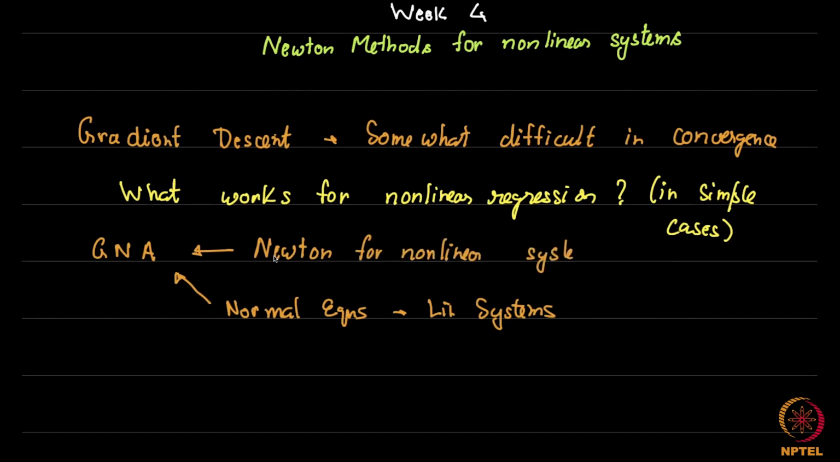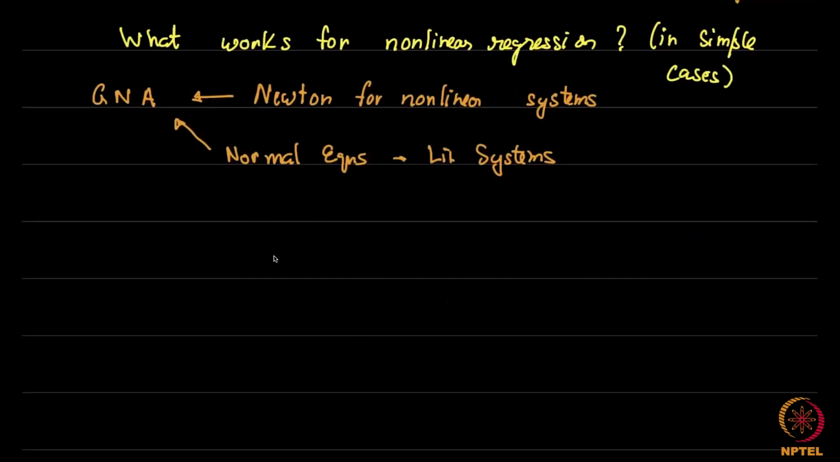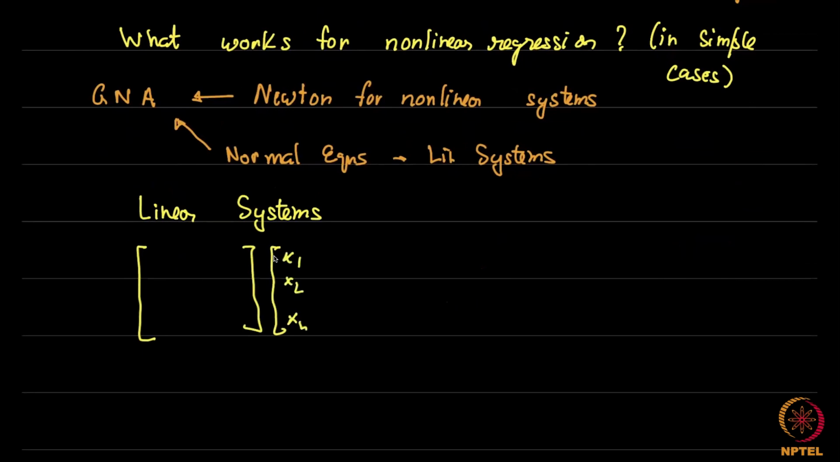Now, nonlinear systems are just an extension of linear systems of equations. So please remember the difference between linear systems versus nonlinear systems, and also the difference between linear systems versus linear regression. Linear systems are something like this: you have a matrix, and you have x1, x2 up till xn, and you have some right-hand side, let's call it b1, b2 up till bn. So this is a linear system.